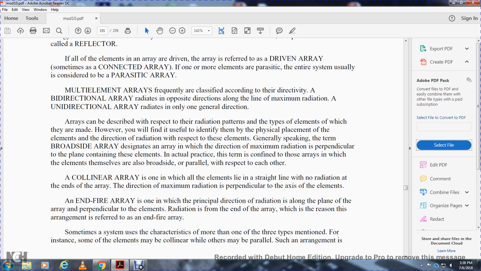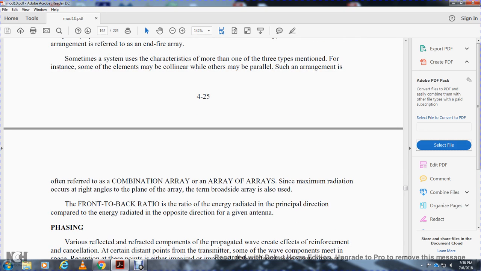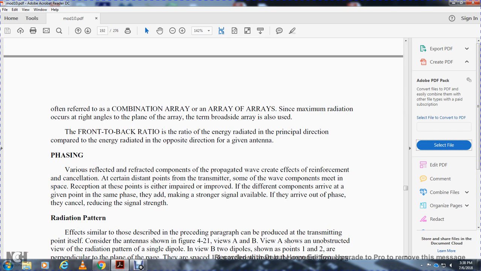Sometimes a system uses the characteristics of more than one of the three types mentioned. For instance, some of the elements may be collinear while others may be parallel. Such arrangements are referred to as a combination array, or an array of arrays. The maximum radiation is at right angles to the plane of the array. The term broadside array is used. The front-to-back ratio is the ratio of the energy radiated in the principal direction to the energy radiated in the opposite direction for a given antenna.